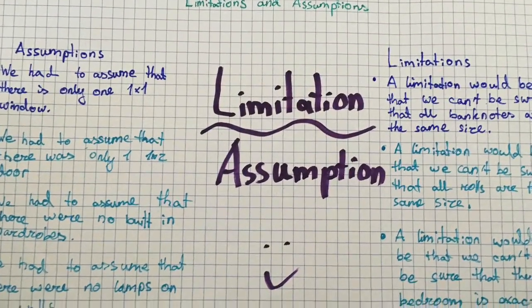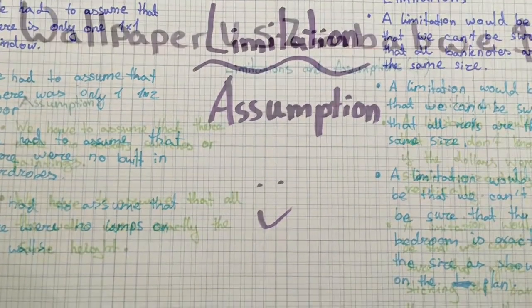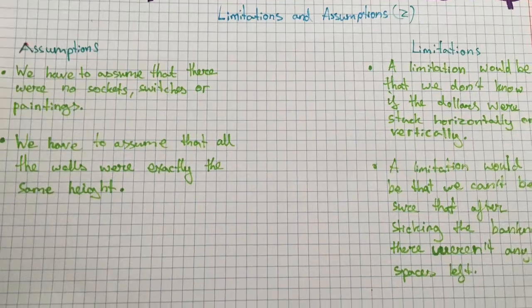Wallpaper versus Zimbabwe dollars. Limitations and assumptions. So now that we've calculated the answer, we need to discuss what we had to assume and what prevented us from getting a more accurate answer. We had to assume that there is only one 1 meter by 1 meter window. A limitation would be that we can't be sure that all banknotes are the same size. We had to assume that there was only one 1 by 2 meters door. A limitation would be that we can't be sure that all wallpaper rolls were exactly the same size.